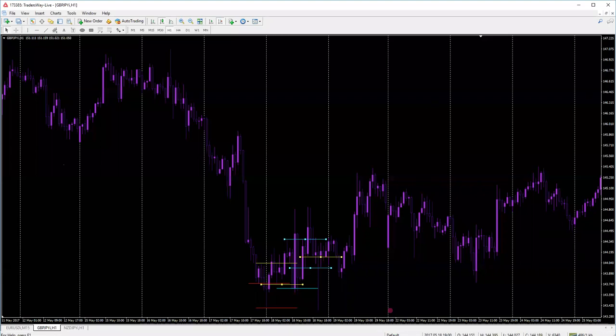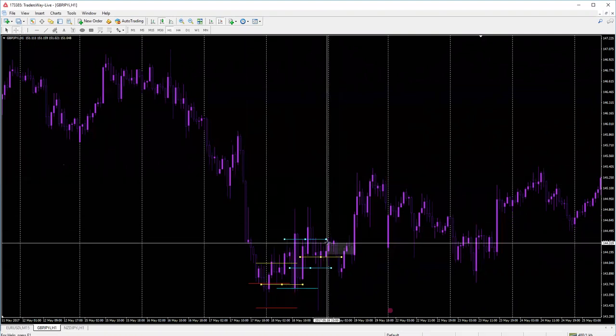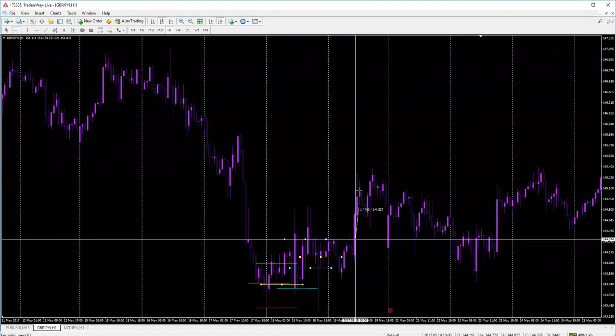And how many pips did the market go after that? Looking at the 5 o'clock candle the next day, you made your money. Almost 100 pips.